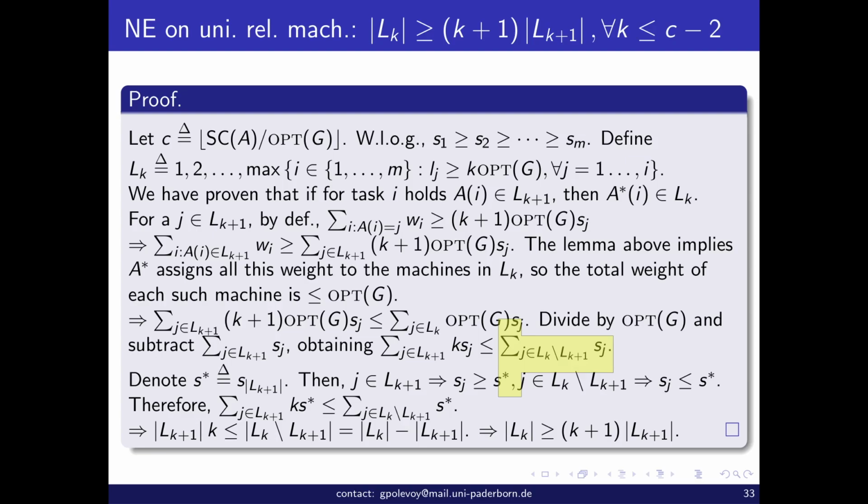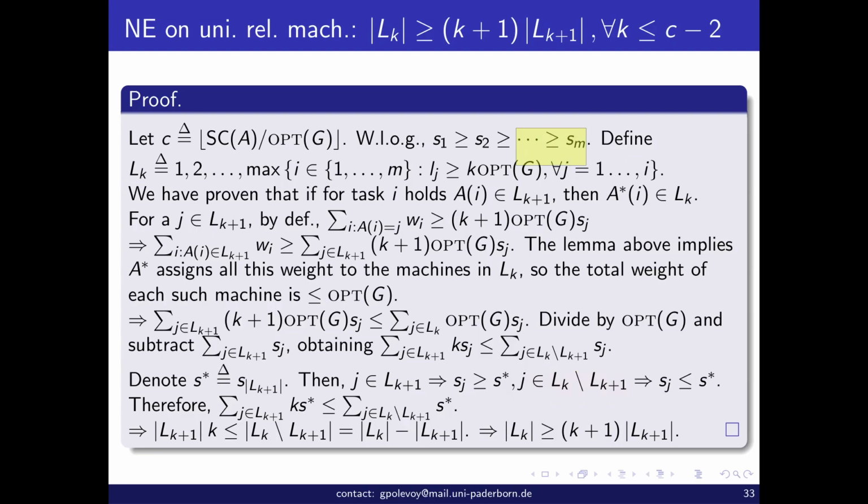Okay, we're almost done. Divide by S star, the speed of the slowest machine in LK plus 1, because the machines are ordered in non-increasing order of speeds. S star is the last machine in this prefix of L. If a machine is in LK plus 1, its speed has to be at least the speed of S star, because S star is the slowest machine there. Even if a machine is not there, its speed is going to be at most the speed of S star, because that's going to be further down the list.